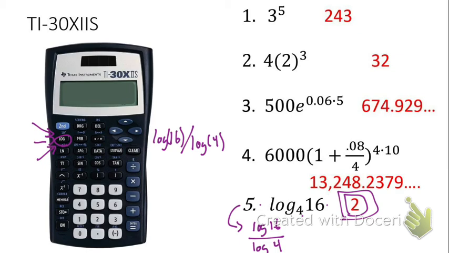Another one you could do is log base 3 of 243, which should give you 5. So if you type in log 243, then divide that by log of 3, that'll give you 5.